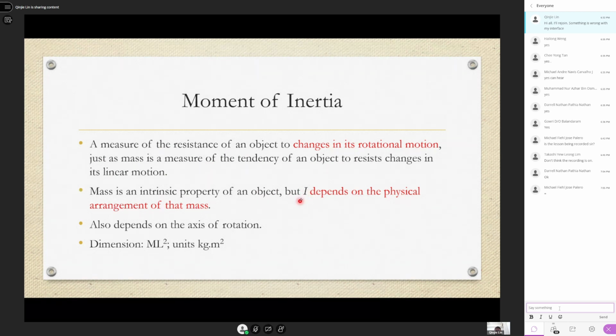Because if you look at the formula for I again, go back to the actual formula, I = mr squared. It depends on the mass, but it also depends on the distance between the point of rotation and where the point is. That's our r. So it depends on the radius also. If you are far away from the point of rotation, you are going to get a higher moment. It depends on the axis of rotation. This is the dimension, these will be the units.